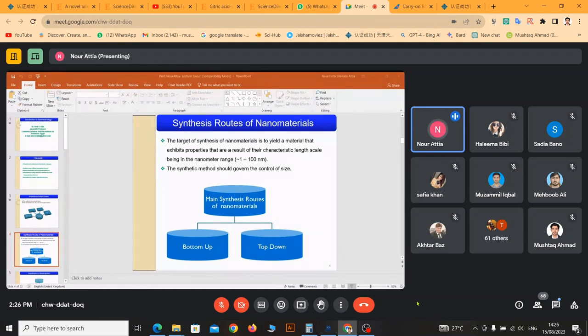We will continue during the course, or during the training, with the methods which are listed in top-down and the methods which are listed in bottom-up. Okay.